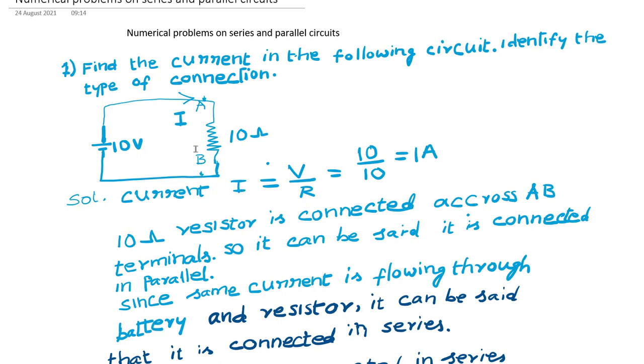And let us assume that the current flowing from the supply to the resistor is I amperes. So now we apply the Ohm's law, then we get the current I is equal to V by R, that is 10 volts divided by 10 ohms. So then we get 1 ampere current flowing through this resistor from this source.